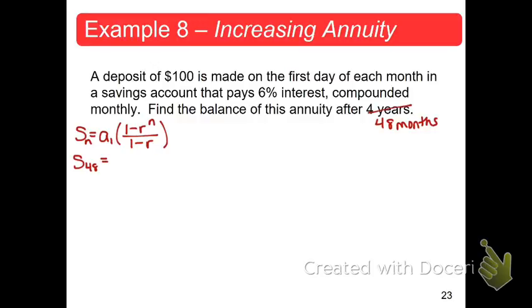Let's go back and look. It says $100 is made on the first day of each month. So that very first time he puts money in the bank, how much is he putting in? And how long is that $100 going to be in the bank? That $100 is going to stay in that bank for 48 months, right? So let's find what that $100 is worth at the end of 48 months. So I'm going to find a sub 48.